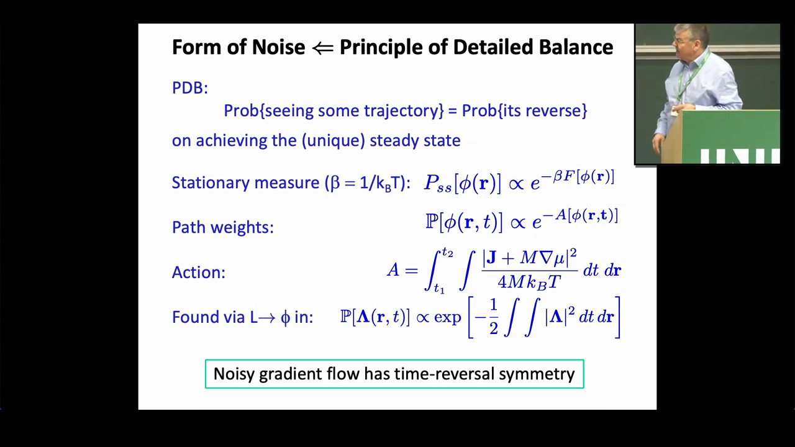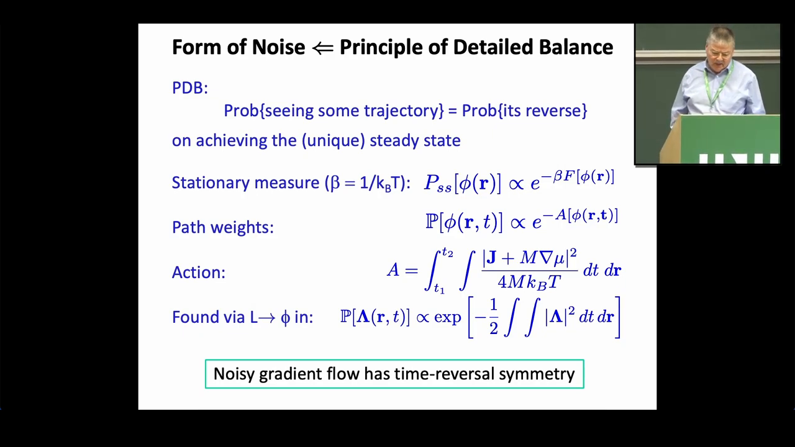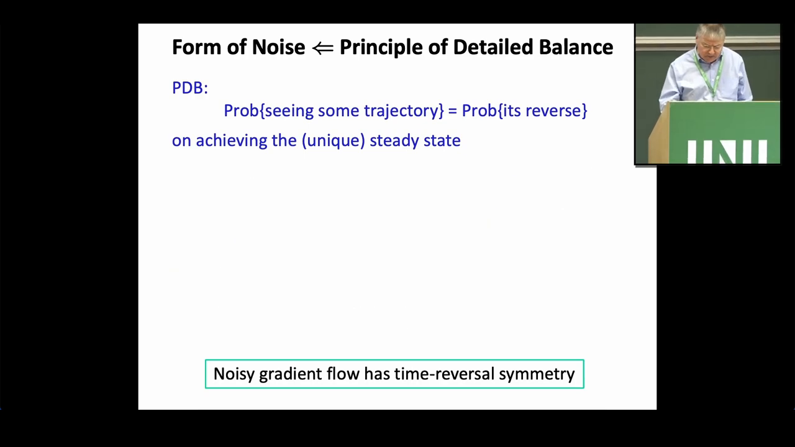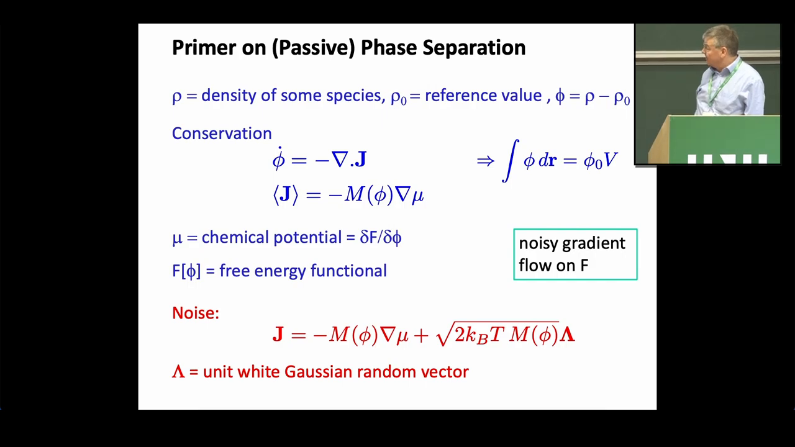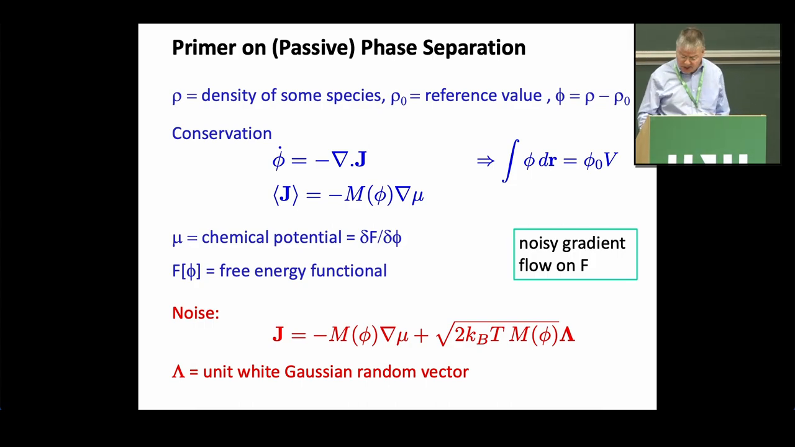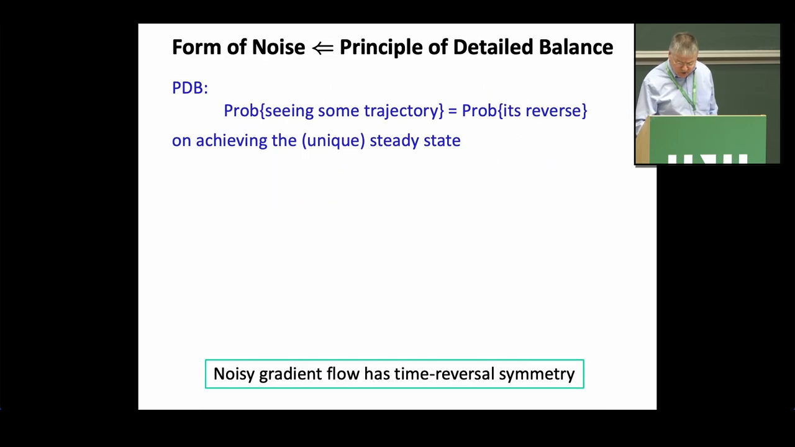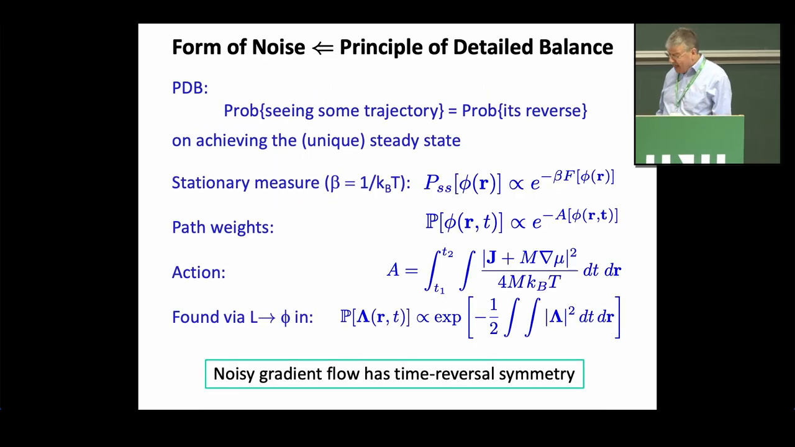From the equations that I wrote on the previous slide, you can compute the probability of seeing a particular time evolution. That's usually written in terms of this action A, which is basically found by looking back at this Langevin equation here, by the time I put the full current into the phi dot equation. Lambda is, the statistics of lambda is known. So from that, I can deduce the statistics of J, or more specifically, J plus M grad mu. So that's where this action here, A, comes from.